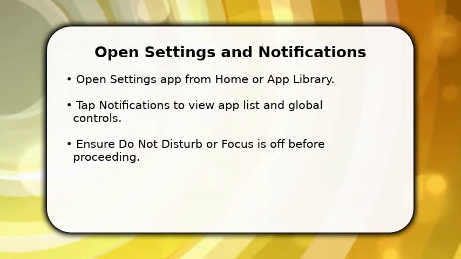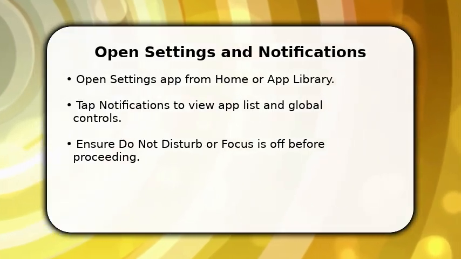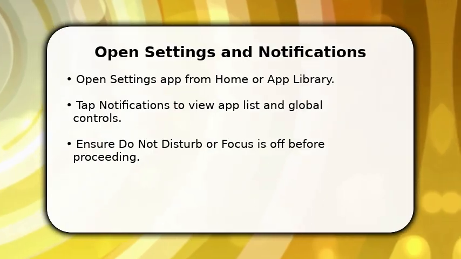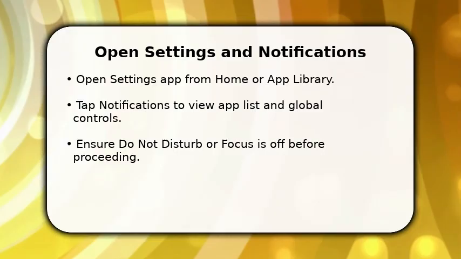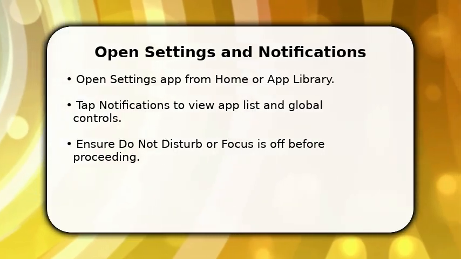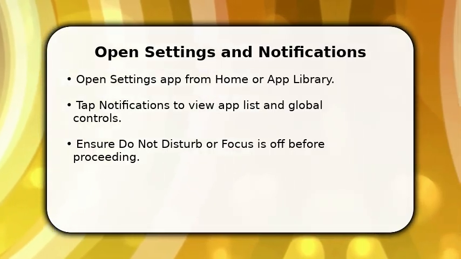You start by opening settings and tapping notifications so you control how alerts arrive. This shows all installed apps and the master switch. Turn off any active focus or do not disturb so notifications aren't suppressed. Once done, scan the app list. Apps at the top usually sent recent alerts.